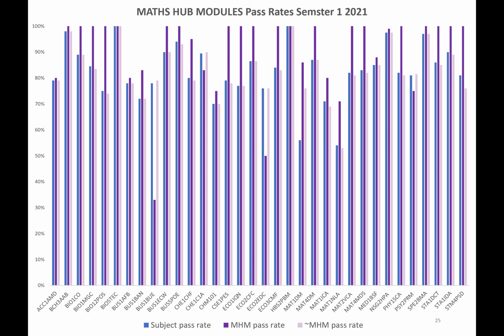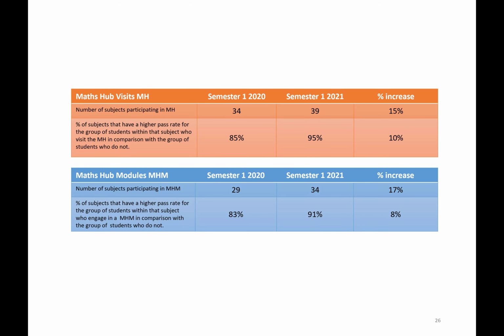Moreover, for Maths Hub module participating subjects, there was a 17% rise, with 29 participating subjects in 2020 rising to 34 in 2021. And here is a couple of tables showing more clearly the increase in subjects participating and the increase in the pass rates for Maths Hub visits and Maths Hub modules.